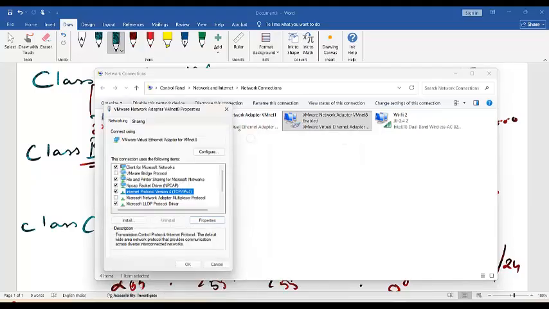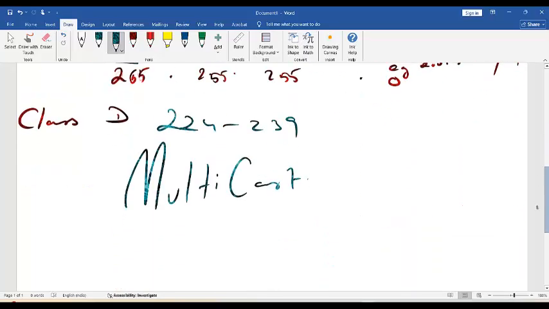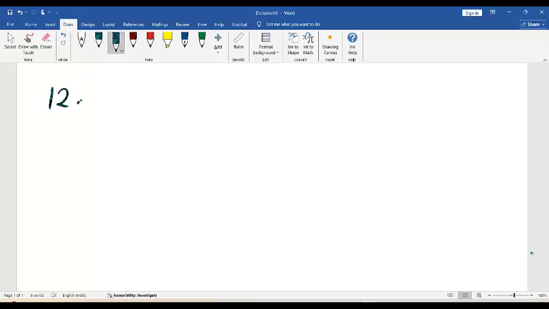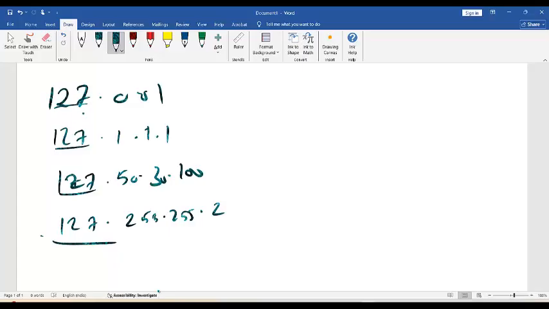What is the purpose of this loopback address? Any address starting with 127, it can be 127.0.0.1, it can be 127.1.1.1, it can be 127 and any number, 50.30.100, or 127 and so on. What does this 127 give you? 127 can provide you lakhs of IP addresses.